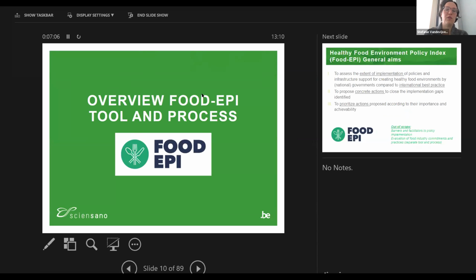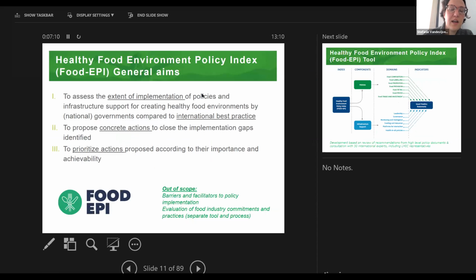So then we come to the Food-EPI, the Healthy Food Environment Policy Index. What's the aim of such an index? Broadly speaking, it's to evaluate the extent of implementation of policies, but also infrastructure support to develop and implement policy for creating healthy food environments by governments, compared to international best practice.